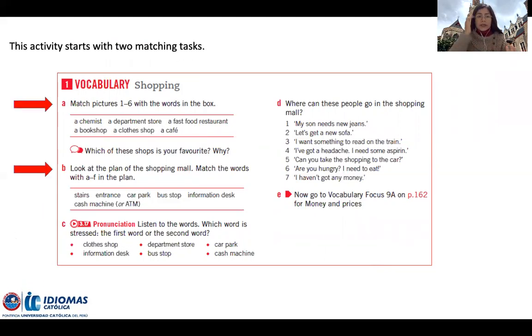Okay. First, it's important to identify the whole activity. This activity starts with two matching tasks, right? First, they say match pictures 1 to 6 with the words in the box. Then it says, now look at the plan of the shopping mall and match the words with the words A to F in the plan. Then there is some pronunciation practice where the learners focus on stress on compound nouns. I practice this vocabulary, but pronunciation this time.